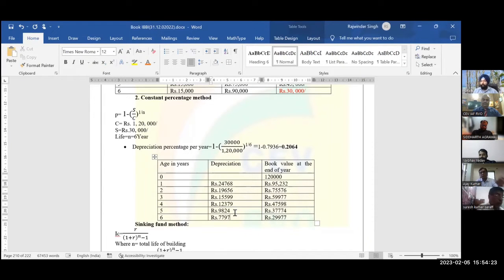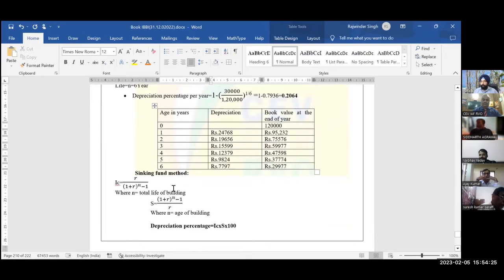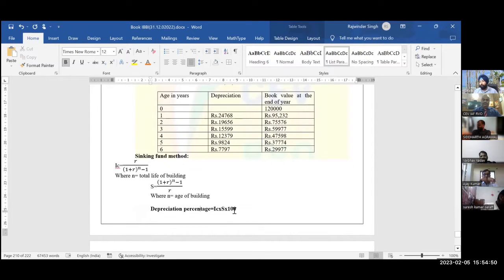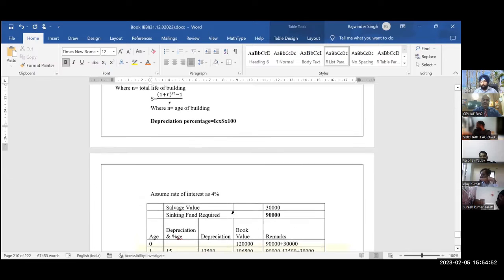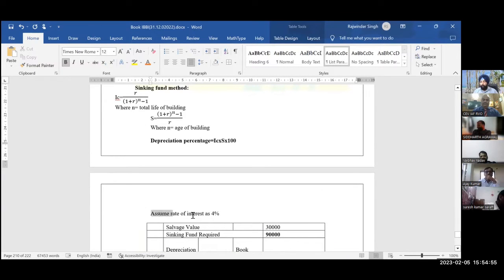Now the third method. The third method is the sinking fund method, where you have to calculate I C. The formula is R divided by (1 plus R) raised to power n minus 1, where n is the total life of the building, and S is (1 plus R) raised to power n minus 1. Here n is the age of the building, and the depreciation percentage is I C to S into 100. Let us assume the rate of interest as 4%.